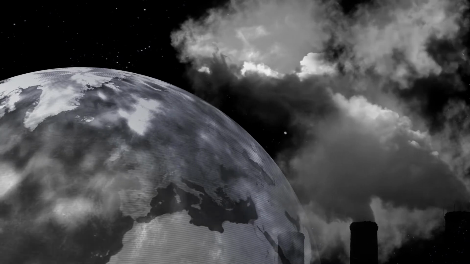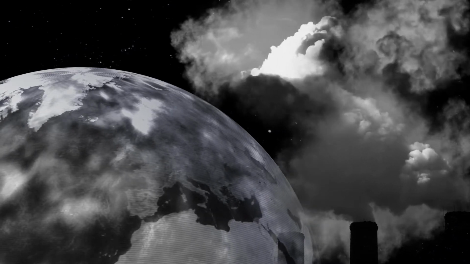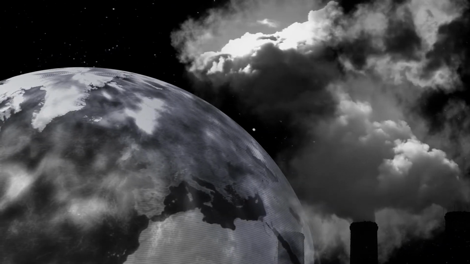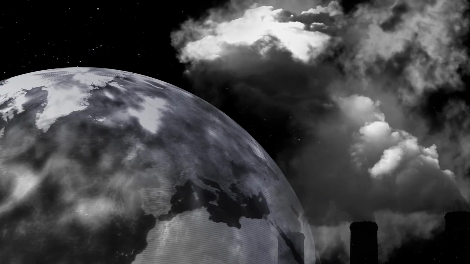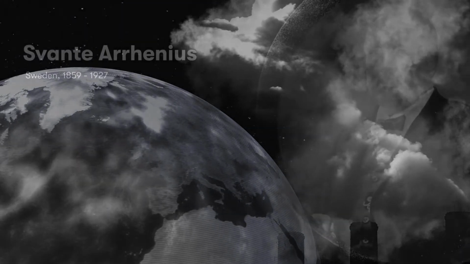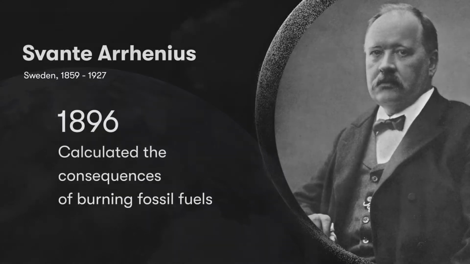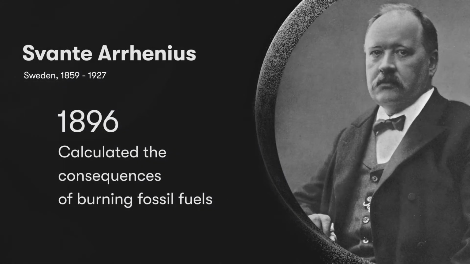This fact has been known for the last 150 years, and the consequence of burning coal was described by the Swede Svante Arrhenius, who in 1896 calculated that a twofold increase in CO2 in the atmosphere would cause a temperature rise of 5 to 6 degrees Celsius. Unfortunately, nobody believed him at the time.